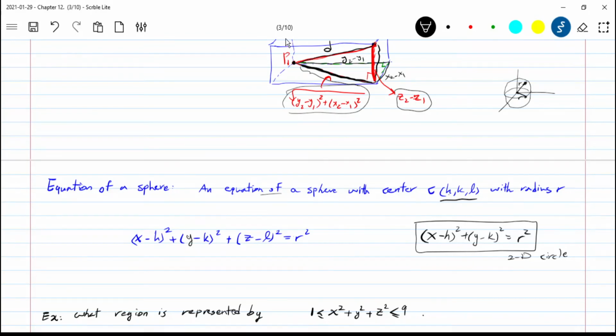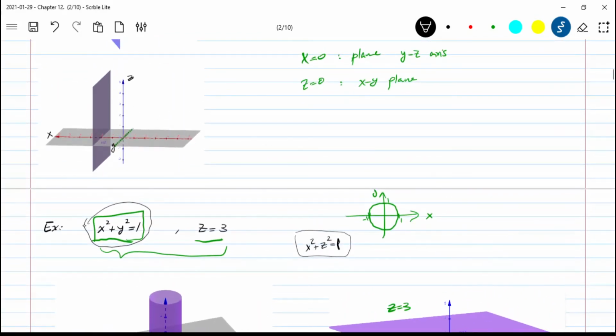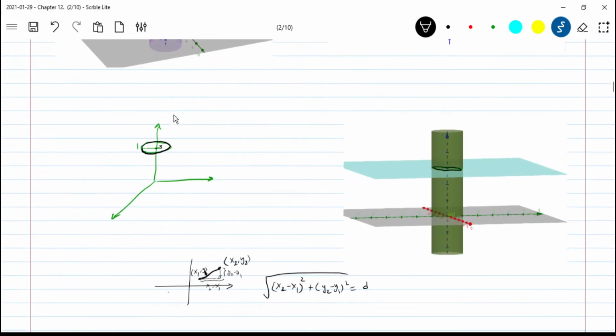And if you notice, we did an example above here. This was a circle with the radius 1 and center 0, 0. x minus 0 squared plus y minus 0 squared equals 1 squared, which gave us this circle of radius 1.